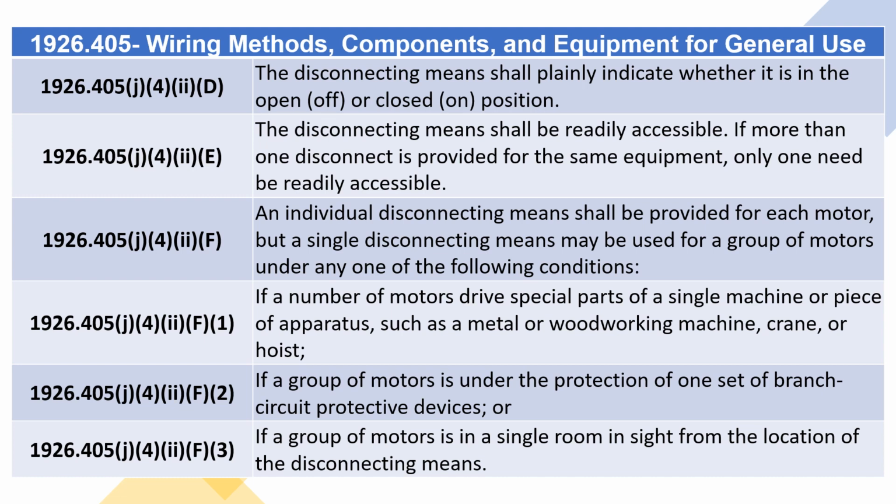1926.405 J4 2F. An individual disconnecting means shall be provided for each motor, but a single disconnecting means may be used for a group of motors under any one of the following conditions. 1926.405 J4 2F1 through 2F3. If a number of motors drive special parts of a single machine or piece of apparatus, such as a metal or woodworking machine, crane, or hoist. If a group of motors is under the protection of one set of branch circuit protective devices, or if a group of motors is in a single room in sight from the location of the disconnecting means.